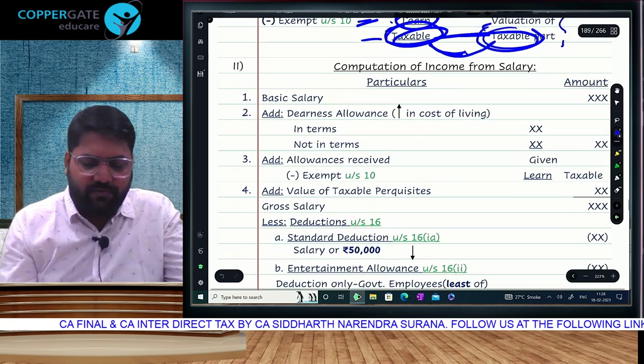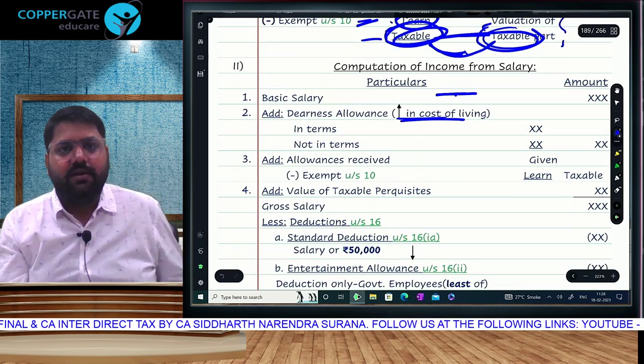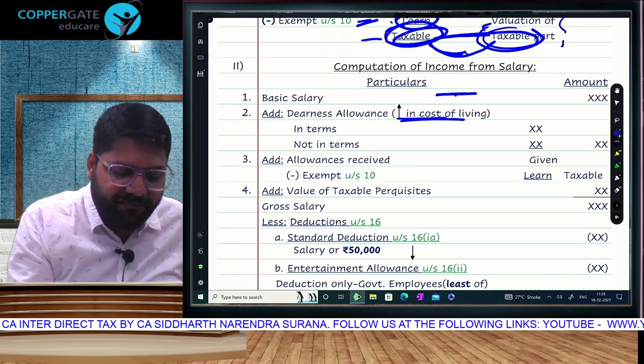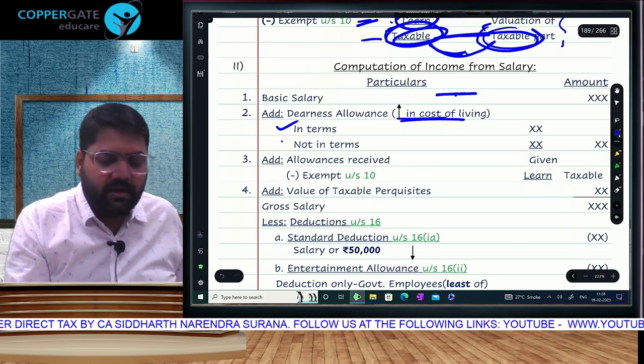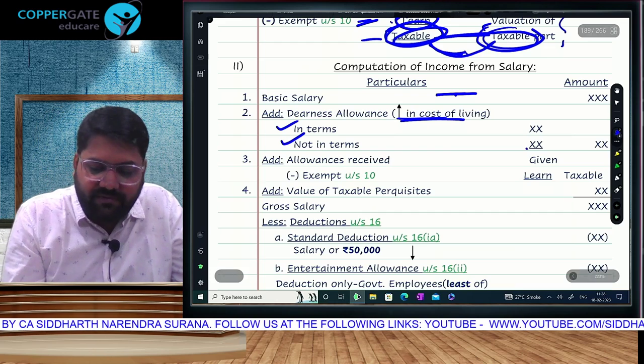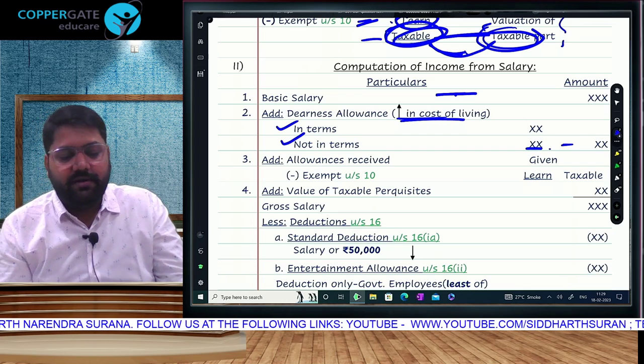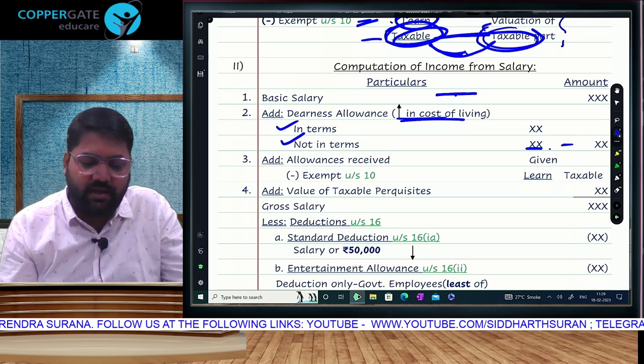So how do we compute? We start with basic salary. First, the allowance for increase in cost of living, dearness allowance. It may be fixed from the beginning, that is in terms. It may be changing or contingent or given later, that is not in terms. Observe carefully, the total is going in the outer column, which means there is no exemption from dearness allowance. Dearness allowance is fully taxable.